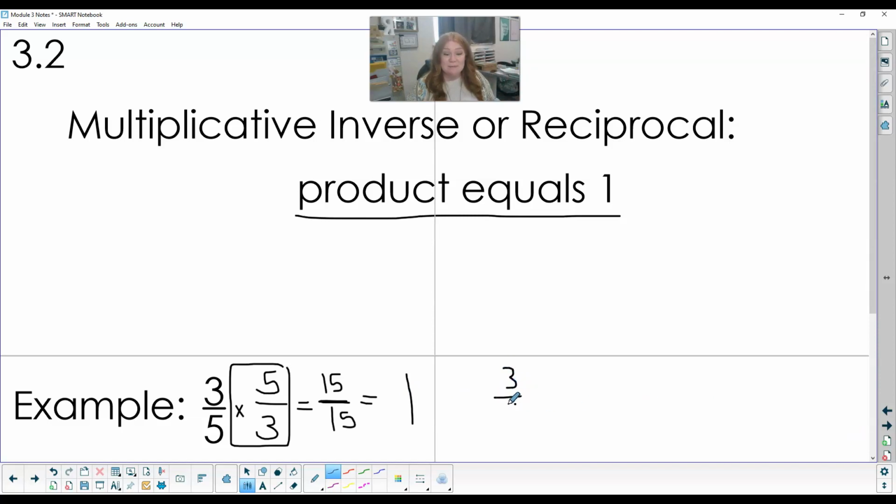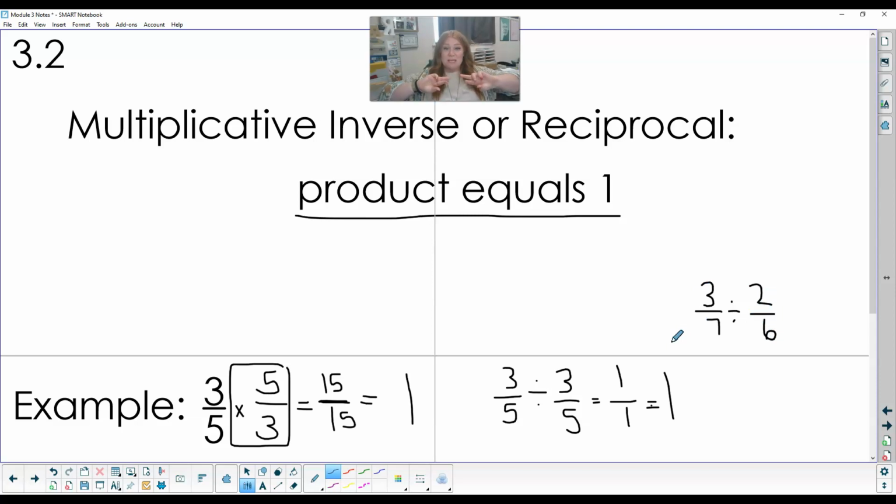If I did this, 3/5 divided by 3/5. Well, this is a nice number because 3 divides by 3 one time, 5 divides by 5 one time. 1 divided by 1 is 1. But not every number is going to be nice like that. I might get a problem that says 3/7 divided by 2/6, right? 2 doesn't go nicely into 3. 6 doesn't nicely go into 7. So that's when we want to use that multiplicative inverse and we multiply by the opposite. So, right, taking this and I flipped it upside down. Either way, I came up with the same answer.